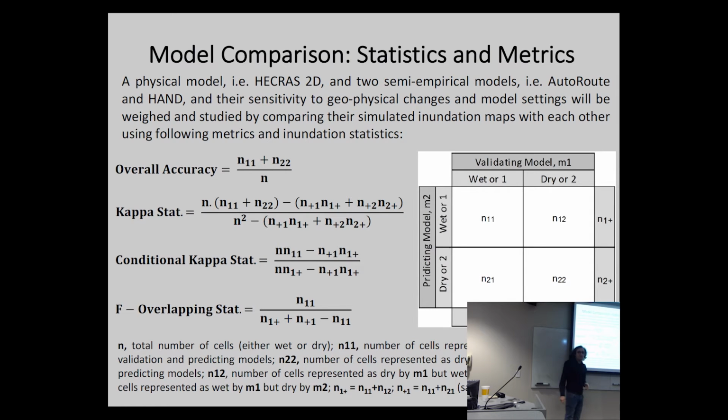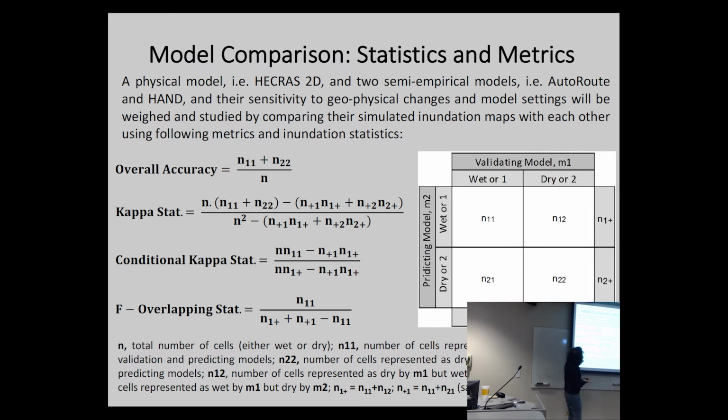Because it will be affected by the dry cells. So if you have a low flow event, like a 5-year flood, all the flow would remain in the main channel, but some models will have some islands of water and they're not totally identical, but the majority of the place is a dry cell. It will take into account the number of dry cells that are reported by both models, and that's why the overall accuracy would wrongly say the models are identical.